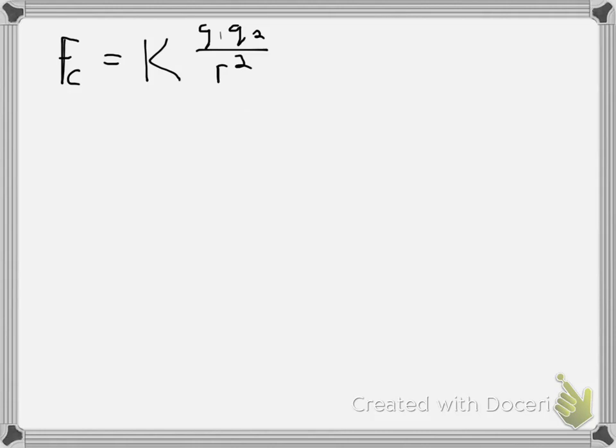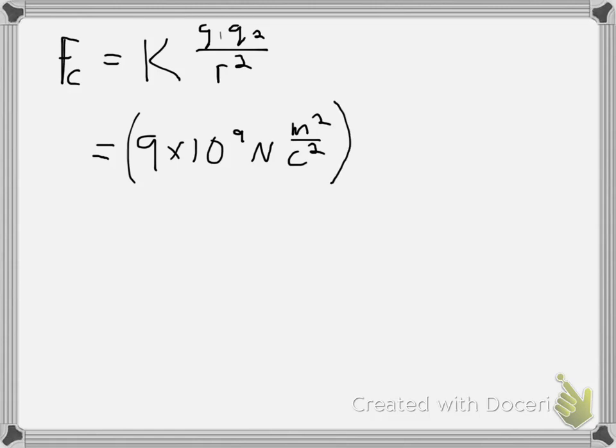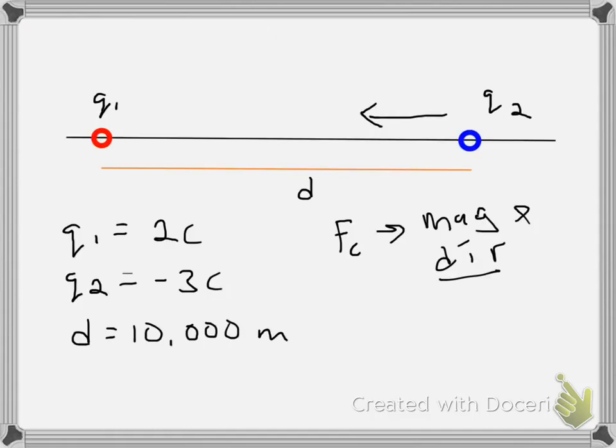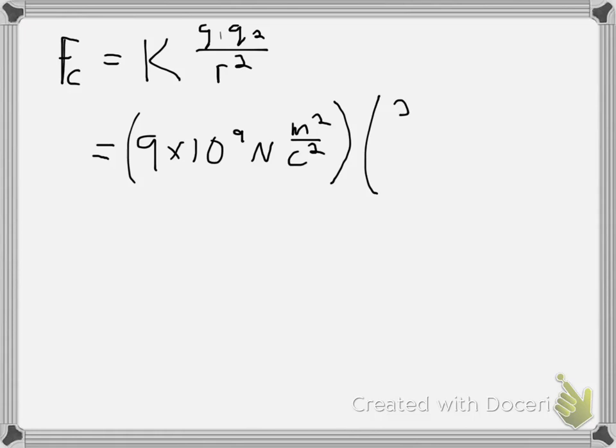So let me start plugging in numbers. Your textbook gives you the value of K as 9 times 10 to the 9th newtons times meters squared over coulombs squared. That's 9 billion newtons times meters squared over coulombs squared. The units are kind of strange there. We'll see why they work in just one second. And then over here I've got 2 C and a minus 3 C. So I've got 2 coulombs.